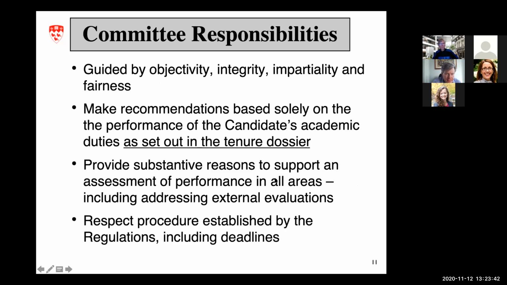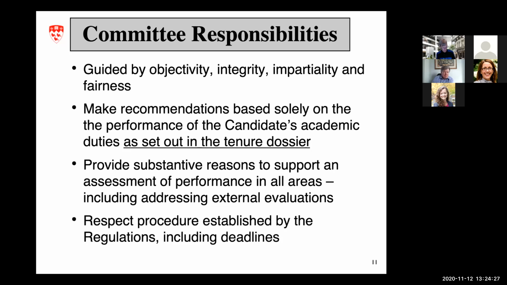Okay, your responsibilities as a committee are to ensure that you are guided by the principles of objectivity, integrity, impartiality, and fairness, that you make recommendations based solely on the performance of the candidate's academic duties as set out in the tenure dossier, that you submit a report that gives reasons to support your assessment, and that includes references to external evaluations, and ensure careful abidance by procedure established by the regulations. And I'd say including the deadlines, I'd say especially the deadlines. They really are critical to adhere to.